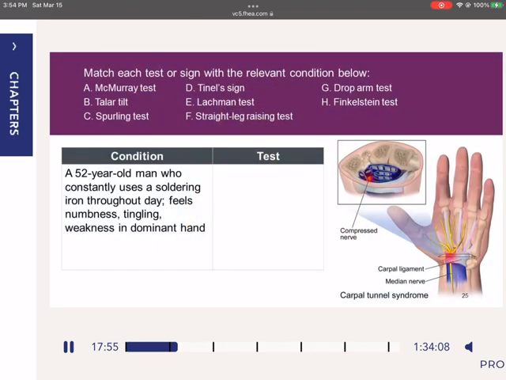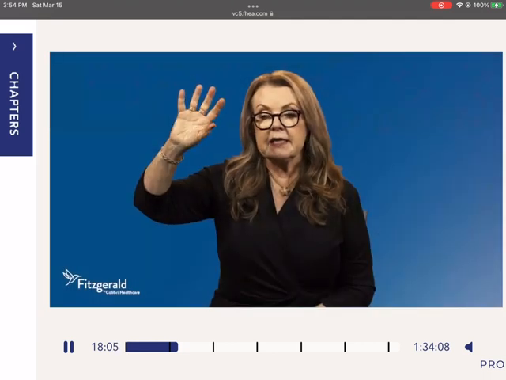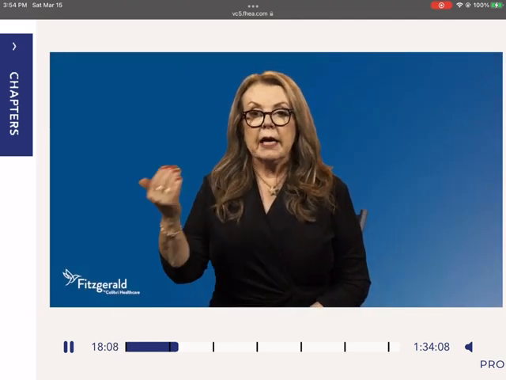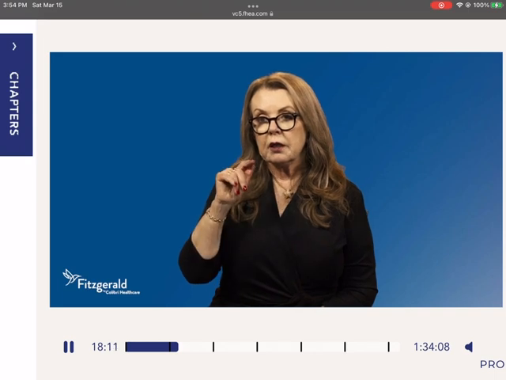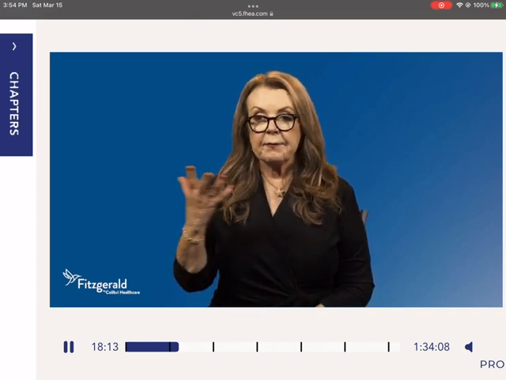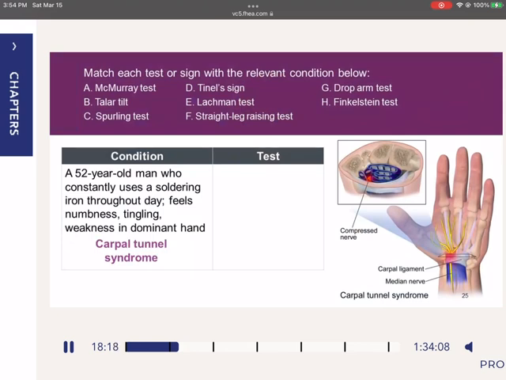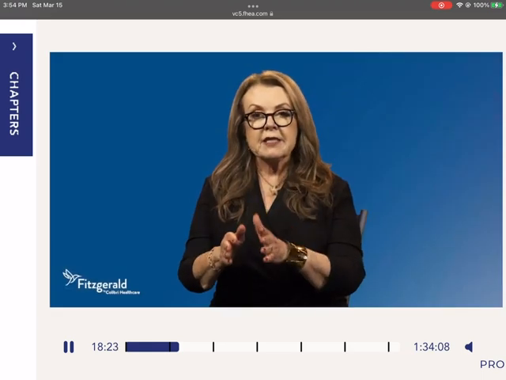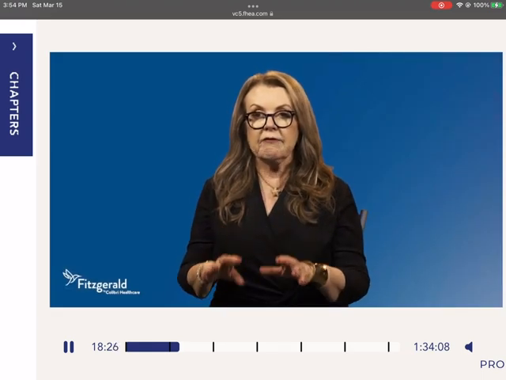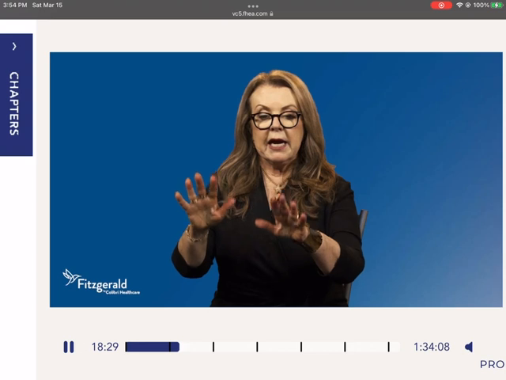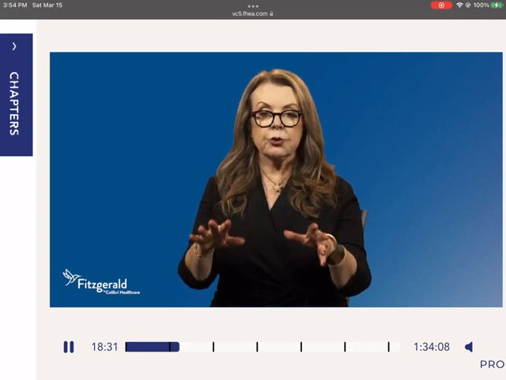And a 52-year-old man who constantly uses a soldering iron throughout the day feels numbness, tingling, and weakening in the dominant hand. That is the hand he uses more. And I believe most of you would recognize this as a repetitive motion condition. And that, of course, describes carpal tunnel syndrome. And what would you do? Look for Tinel sign. Whenever you see a patient who appears to have a work-related problem, ask them to show you what they do in their work.